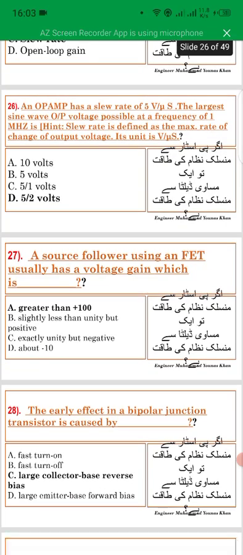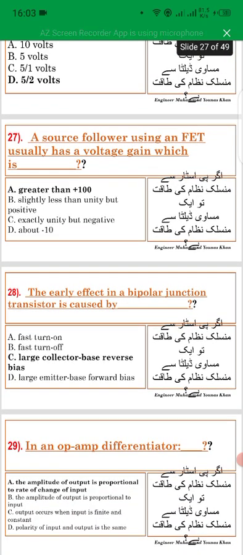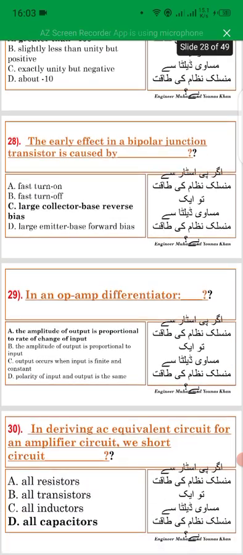An op-amp has a slew rate of 5 volts per microsecond. The largest sine wave output voltage possible at a frequency of 1 MHz is 0.796 volt. A source follower using an FET usually has a voltage gain which is less than plus one.